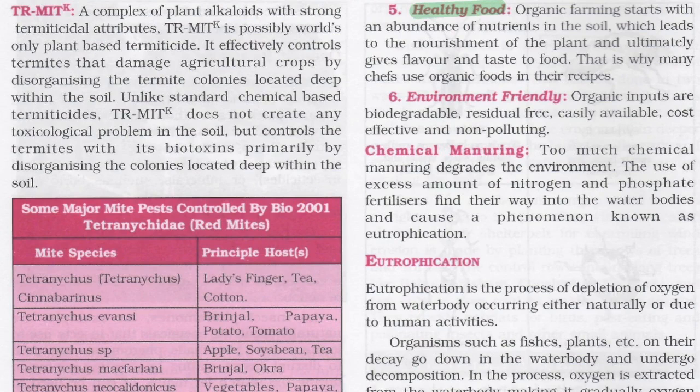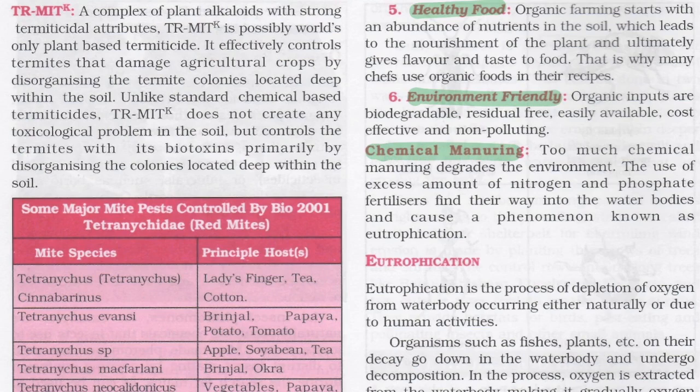Healthy food. Organic farming starts with an abundance of nutrients in the soil, and that leads to the nourishment of the plant and gives flavor and taste to food, and that is why many chefs use organic foods in their recipes. Environment friendly. Organic inputs are biodegradable, residue free, easily available, cost effective, and non-polluting. Chemical manuring. Too much chemical manuring degrades the environment.